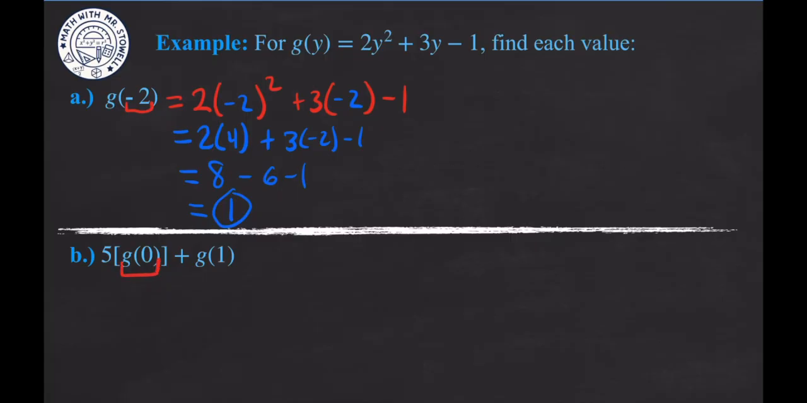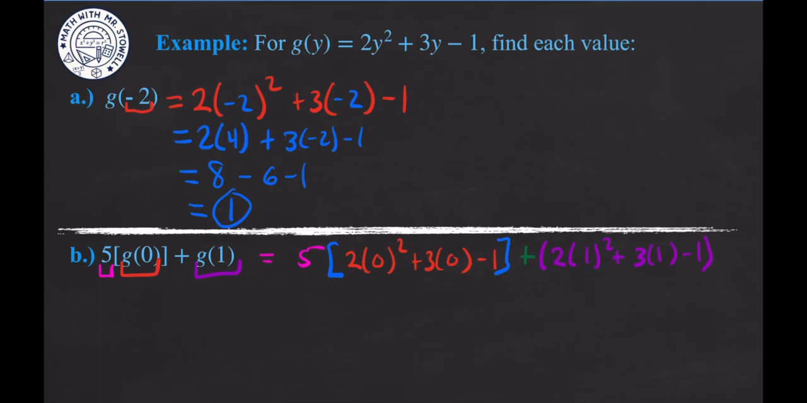With part B, we're going to do the same thing. We're going to have g of 0 that we're going to be evaluating, and also g of 1. What we're going to do is put this 5 on the outside. We're going to get some parentheses. We're going to put brackets. And we're going to put g of 0 inside. G of 0. Anywhere we see the y value, let's replace it with 0. So this will be 2 times 0 squared plus 3 times 0 minus 1. So let's put 0 in those spots. Close the brackets. And this will be plus. Let's go ahead and put parentheses around here as well. This would be 2 times 1 squared plus 3 times 1 minus 1.